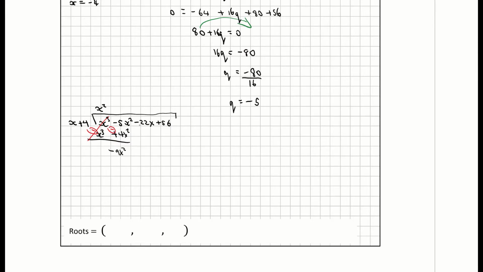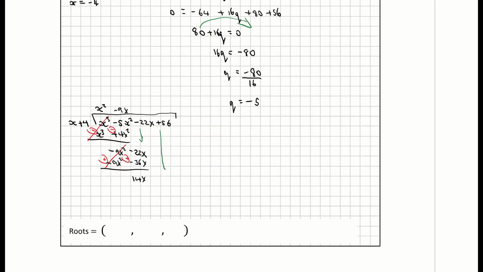I'm then going to bring down my minus 22x, and I'm going to go again. So I'm dividing x into minus 9x squared, becomes minus 9x, and multiplying minus 9x by x gives me minus 9x squared, and minus 9x by 4 is giving me minus 36x. Again, change the signs. This negative now becomes a plus this time, and minus 9x plus 9x squared becomes 0, and minus 22x plus 36x becomes a positive 14x.